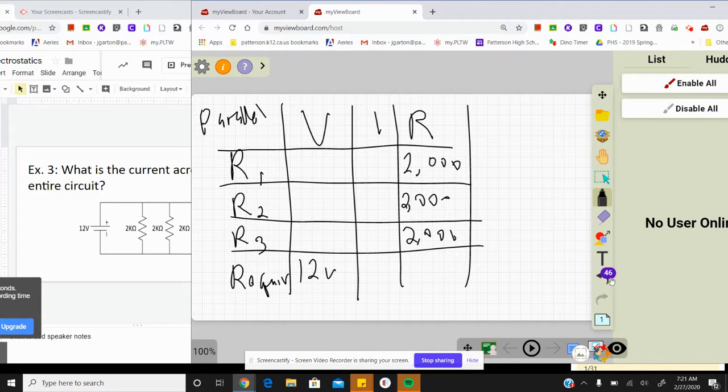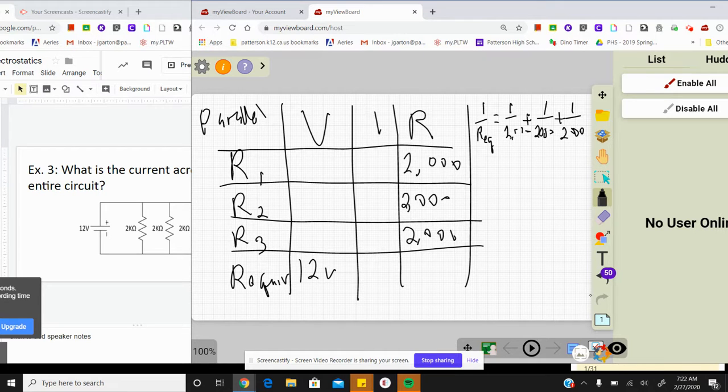So I know that 1 over R total, or R equiv, is going to be 1 over the first resistor, 2,000. Oh my gosh, the zeros do not work well. Plus 1 over another 2,000. Plus 1 over another 2,000. So remember, go back to the patterns to see. And I'm sorry, the numbers are so gross.